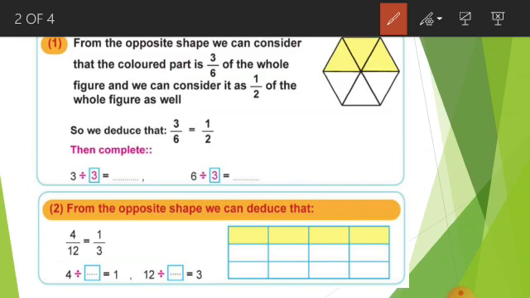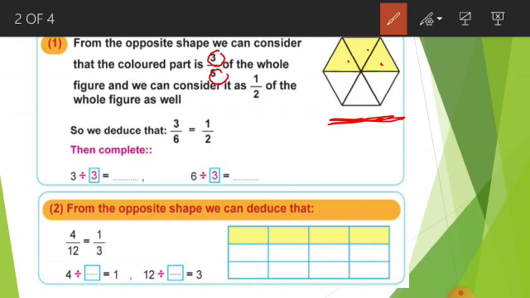Here, from the opposite shape, we can consider that the colored part is 3 over 6. This colored part represents 3. How many parts here? 1, 2, 3. 3 parts over 6. This 6 represents the number of parts this shape is divided into. The whole shape is divided into 6 parts.